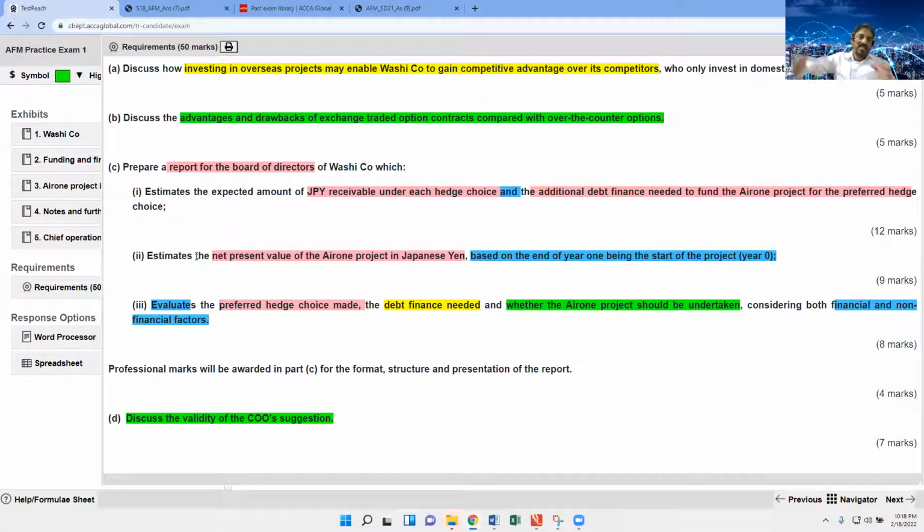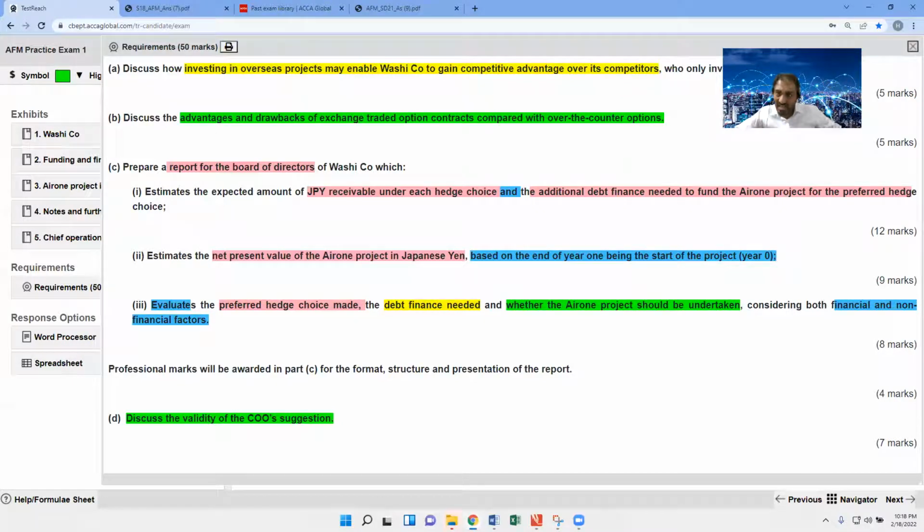Second, estimate the NPV of the AR1 project based on AR1 at the starting point. This is international investment appraisal. And the third one is report writing. Evaluate with discussion of the preferred hedge choice, the debt finance needed, and whether AR1 should be undertaken or not, with finance and non-finance factors. Finance means NPV, positive or negative. Non-finance means political factors, competitiveness, strategic embeddedness, strategic fit, and other factors. So this is the question.